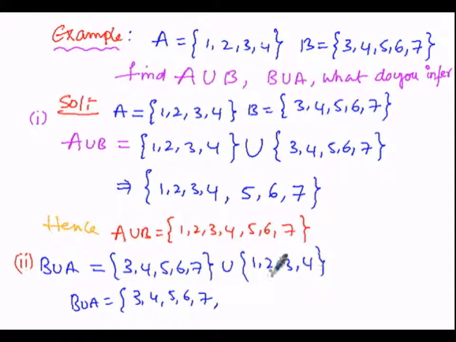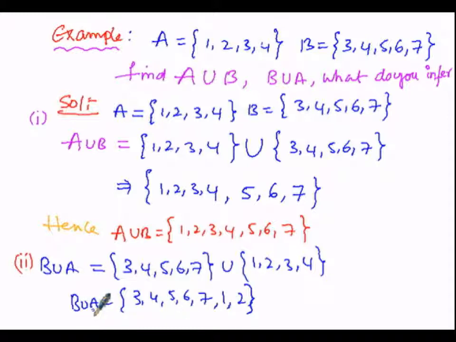So while writing we have to include them in such a manner that the element should not be repeated. 1 is not present in the set B, so we can include it as an element of B union A. Then later 2 is also not present in set B, therefore we can include it in B union A. So 3 is already present here in set B, so it need not be included. 4 is also there in set B, so no need to include it. So these are the elements: 3, 4, 5, 6, 7, 1 and 2 are the elements of set B union A.